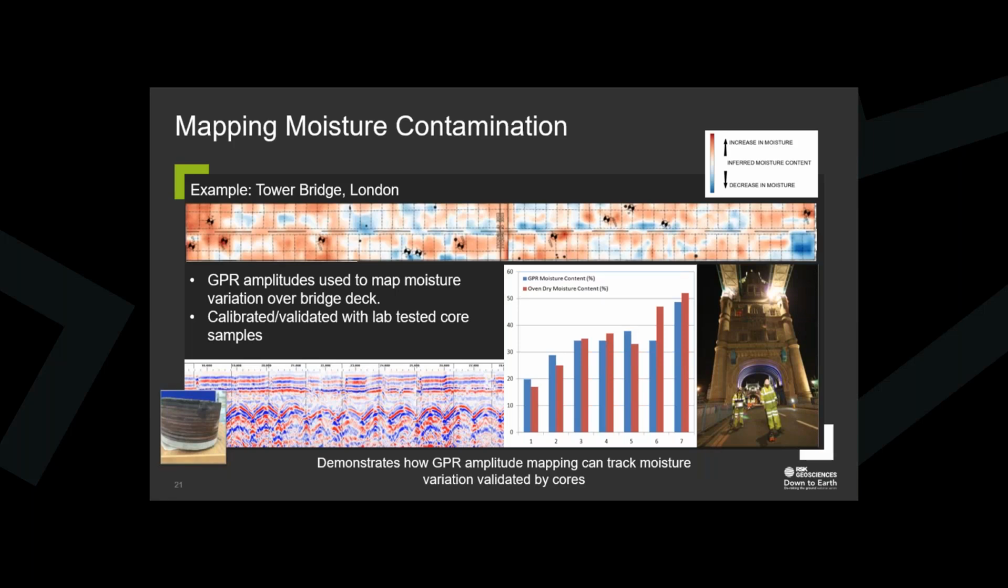So focusing on moisture mapping, here we have some examples of a project that we did back in 2016. So we carried out a GPR survey on the lifting bascules of Tower Bridge in London, and they have a plywood construction element with a thin overlay of asphalt. They had to be lightweight in order to be lifted, so that's why it's been made out of plywood.